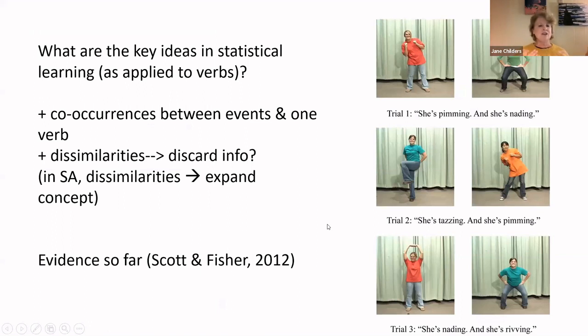But if we think about statistical learning for a second, remember, statistical learning is about co-occurrences. You're looking for a co-occurrence between an event and a verb that they're hearing. Here's a study from Cindy Fisher that asked, could children hear verbs like pimming and nading? Could they pay attention to what is repeated? In the second trial, only one of these actions is repeated, this moving action, and they only hear one of the two verbs again, pimming. Can they follow that co-occurrence over trials and learn the verb pimming?